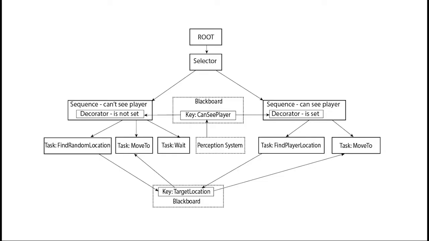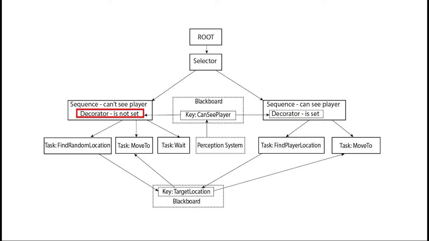I have here a new diagram detailing the system we're going to build based on the previous tree. We will add a new sequence node to the right of the existing one and add what are known as decorators to both of these sequence nodes. Decorators affect the flow of control and in this example are like conditionals. When the decorator is true, then the sequence it is on is selected by the selector.